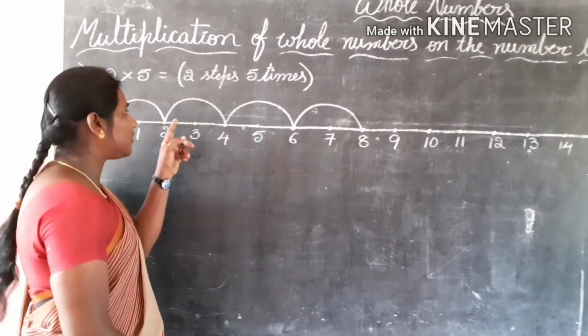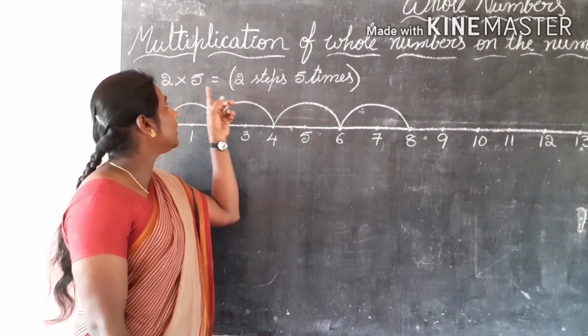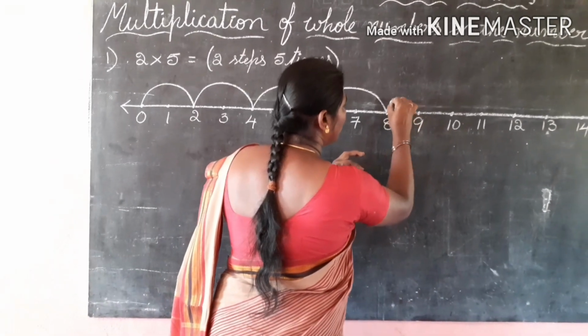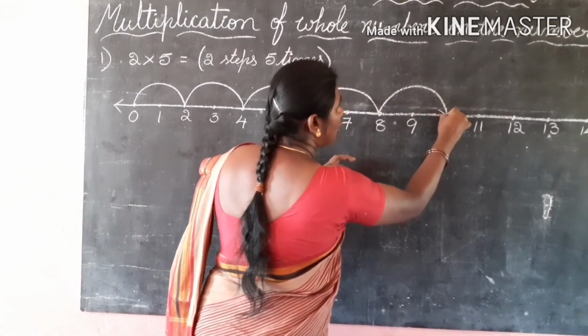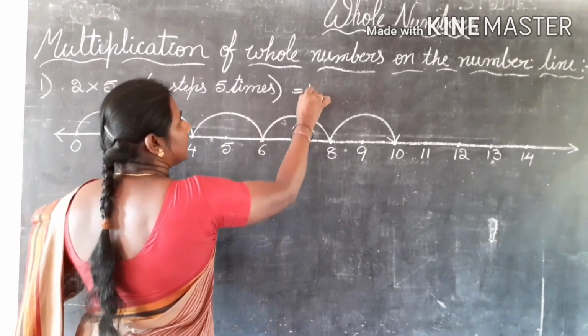Till now how many times did we jump? 1, 2, 3, 4 times we jumped. How many times do we have to jump? 5 times. Now 1, 2. 2 numbers we have to jump 5 times. 2 5s are 10 is the answer.